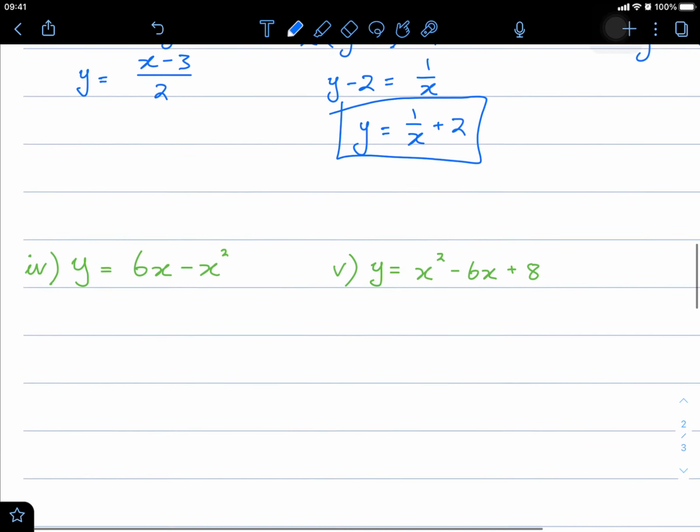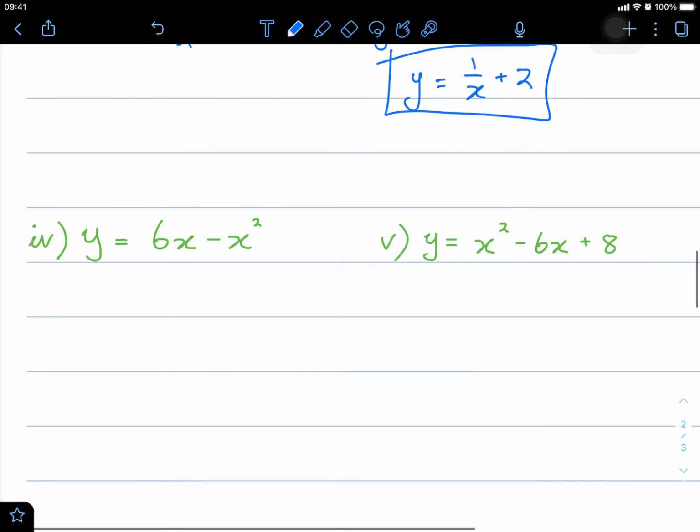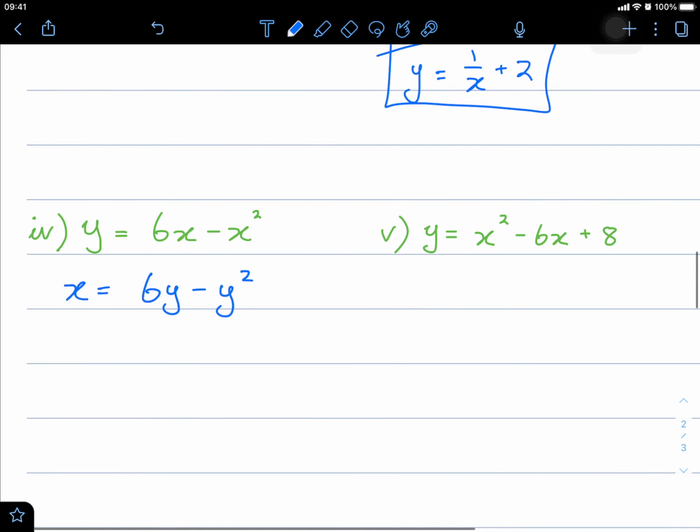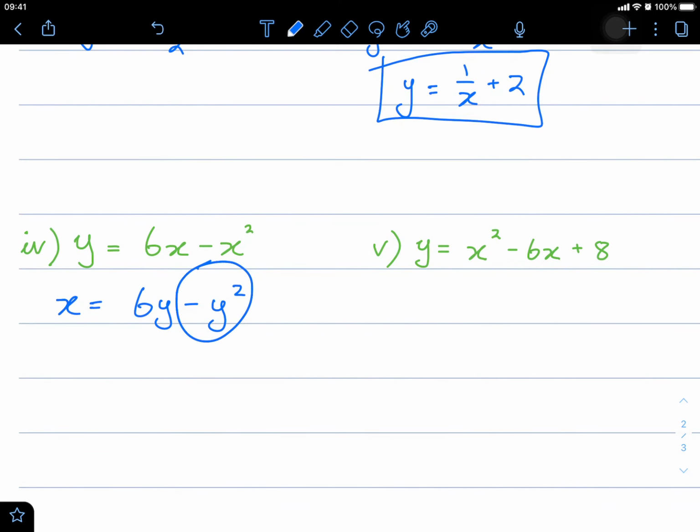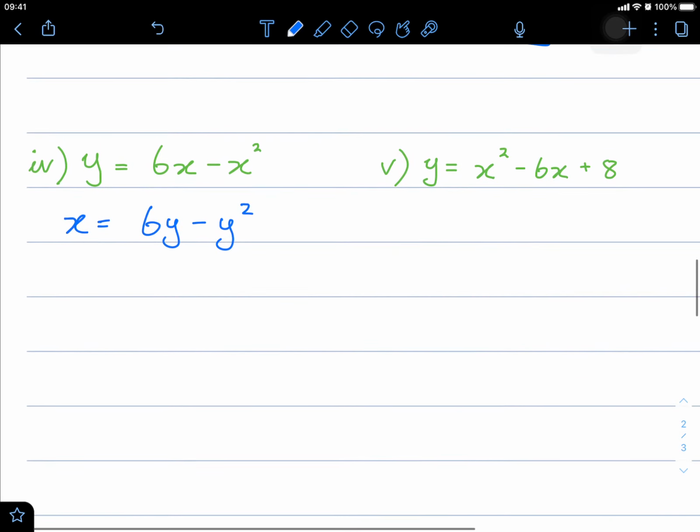Here's where it gets a little trickier. We're going to switch all of x and y. So it's going to be x is equal to 6y minus y squared. This one's a little trickier now. I'm going to make this coefficient positive, so I'm going to multiply everything by -1. Watch carefully.